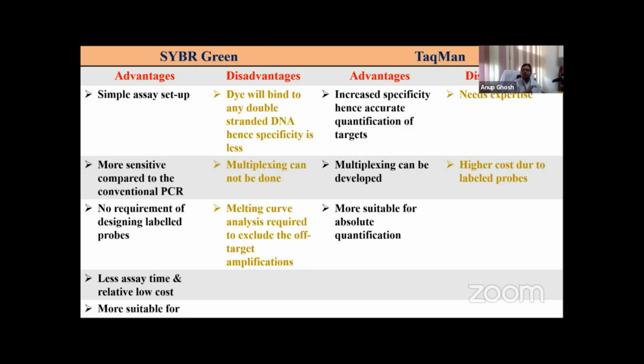I was talking about multiplexing in normal PCR. In real-time PCR you can also do multiplexing, but you have to use TaqMan, not SYBR Green. Melting curve analysis is required to exclude off-target amplification. Similarly, TaqMan also has some advantages and some disadvantages. So this is the whole of the molecular, or nucleic acid-based, techniques.